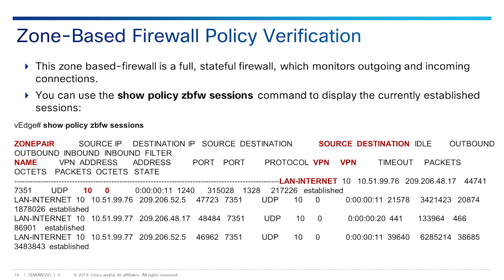Right? This is going to be monitoring your outgoing and incoming connections and the state of those connections. You can display the currently established sessions by using the show policy zone-based firewall sessions command, as shown in this slide. I'm curious how you can have a stateful UDP session, but that's neither here nor there.